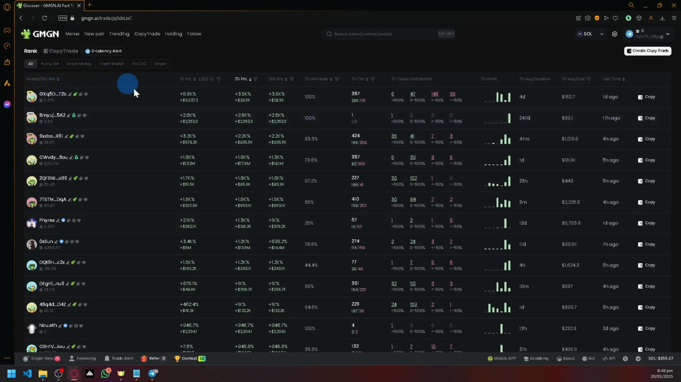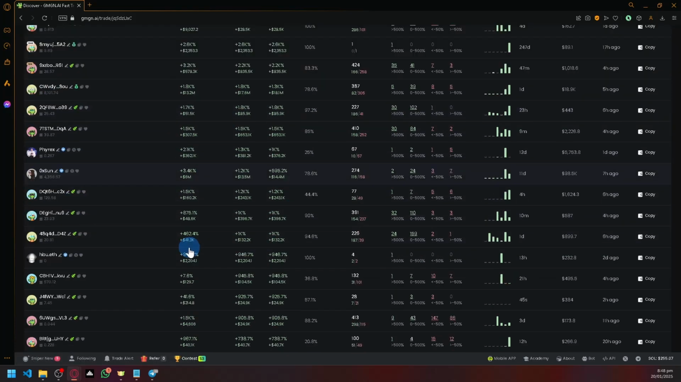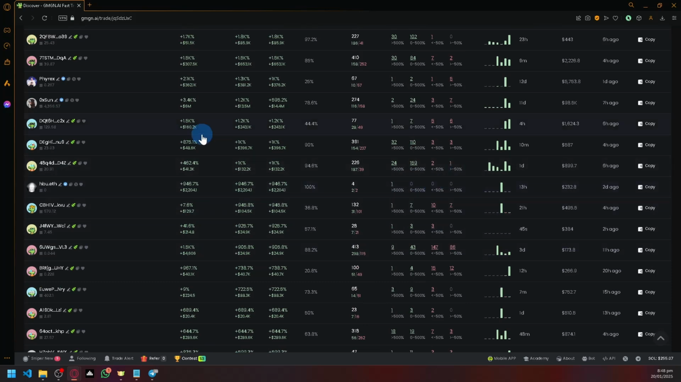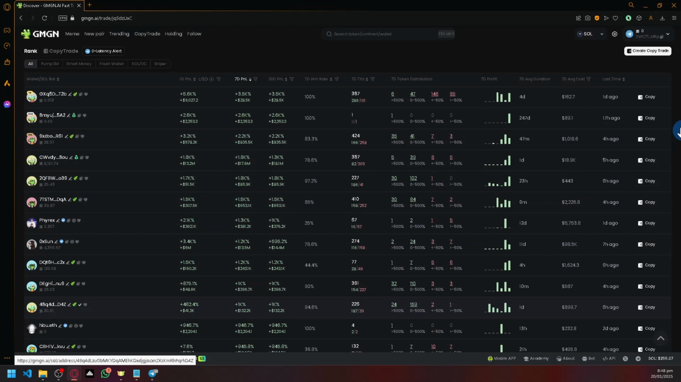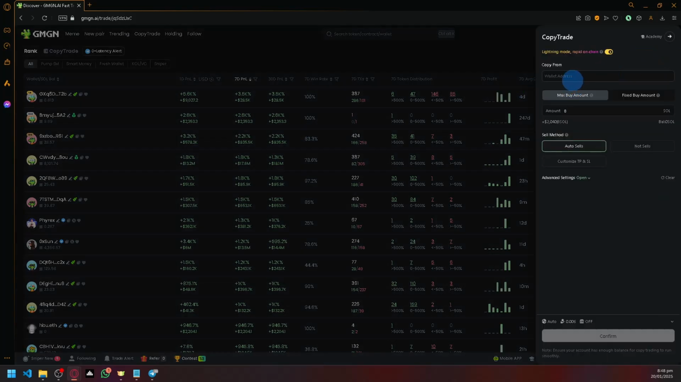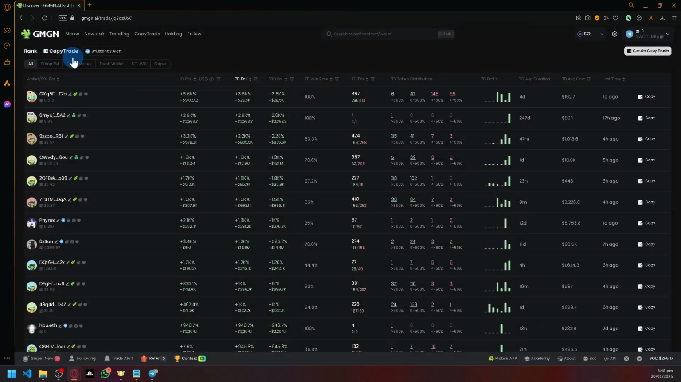So what you're going to do is locate or find a wallet that actually focuses on just trading with one wallet. And after you've found a wallet that you're satisfied with after doing some analysis, what you could do is click on create copy trade, paste their wallet address over here, and click on continue over here to begin your copy trade with GMGN.